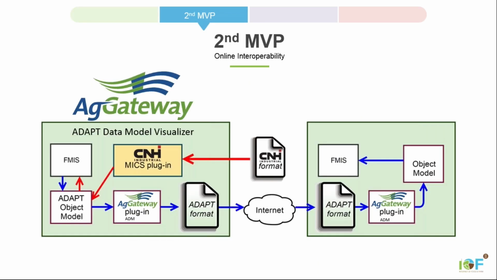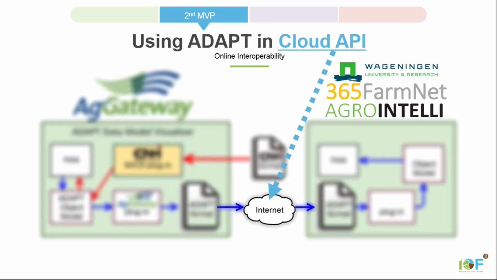So what are the next steps in the FR machine interoperability use case? The second MVP. This is using the ADAPT in the cloud API.